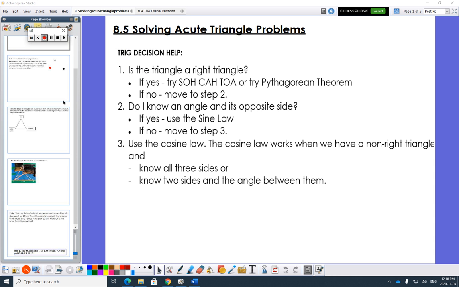Okay, so this slide is the same one that was the last one from the cosine note. So when you do these word problems, you have to look and see, is it a right angle triangle or not? If you're using angles and sides, then you have to do SOHCAHTOA. If it's not a right angle, then try to use the sine law first. If you can't, like if you have side, side, side, or side, angle, side, then you're going to have to use the cosine law.